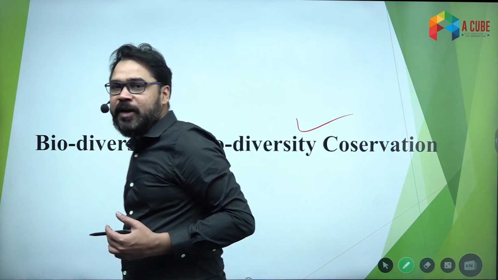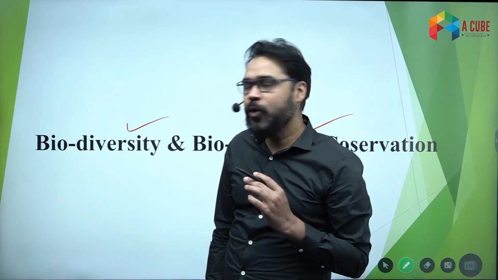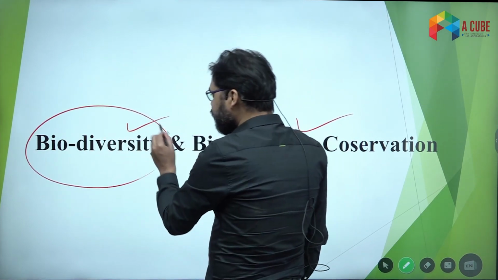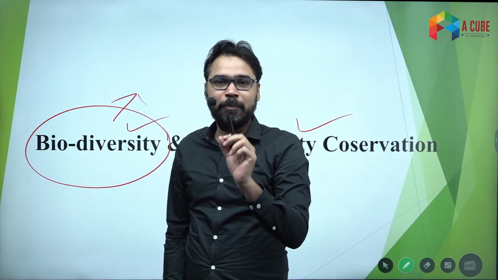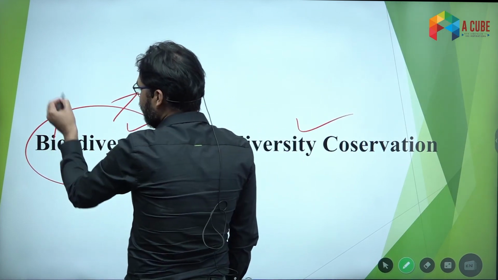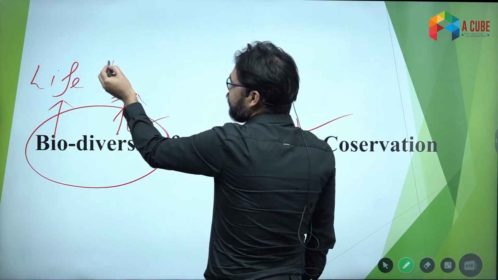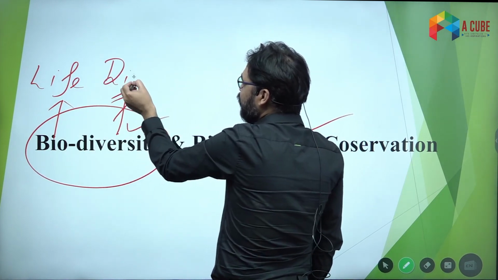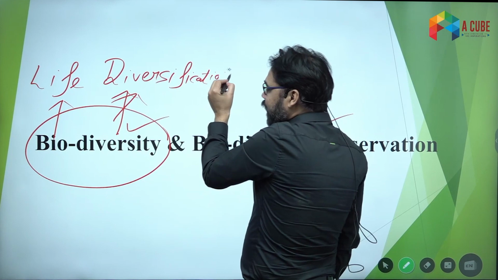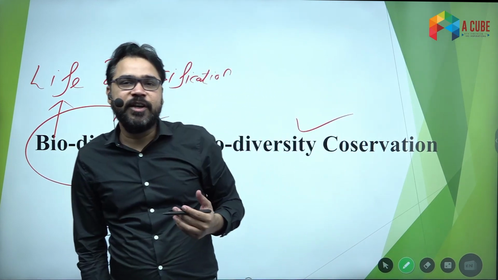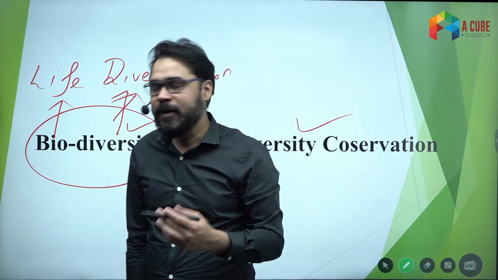Now viewers, when we speak about biodiversity, it is quite important for us to understand what exactly biodiversity is. So when I'm using the term biodiversity, I have to make sure that I'm understanding this thing completely. Bio means life and diversity means the variation, or you can say the diversification. That means in biodiversity, I'm talking about both flora and fauna.